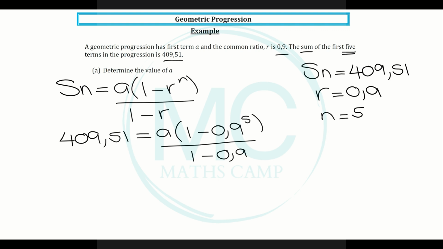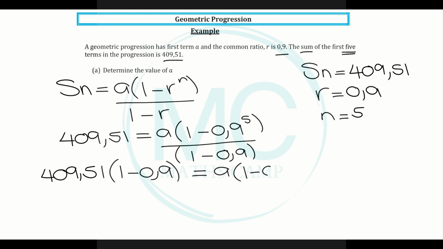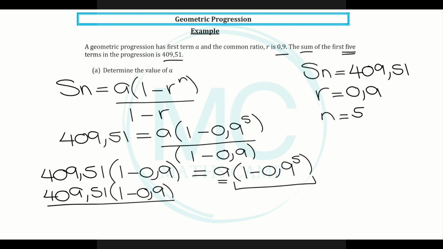We need to find the value of a. So we need to make a the subject. The easiest way to do this is to rearrange the formula. Let's put the denominator into a bracket. And now we can multiply both sides by this bracket. Going to have 409,51 multiplied by 1 minus 0,9 is equal to a multiplied by 1 minus 0,9 with an exponent of 5. To make a the subject, let's divide both sides by this bracket. We're going to get 409,51 multiplied by 1 minus 0,9 all over the bracket of 1 minus 0,9 with an exponent of 5. And this is equal to a.